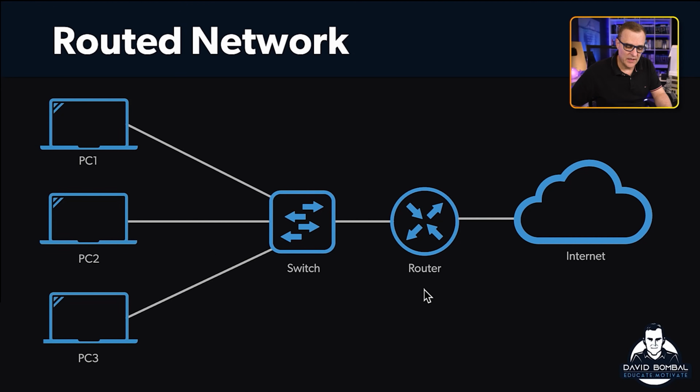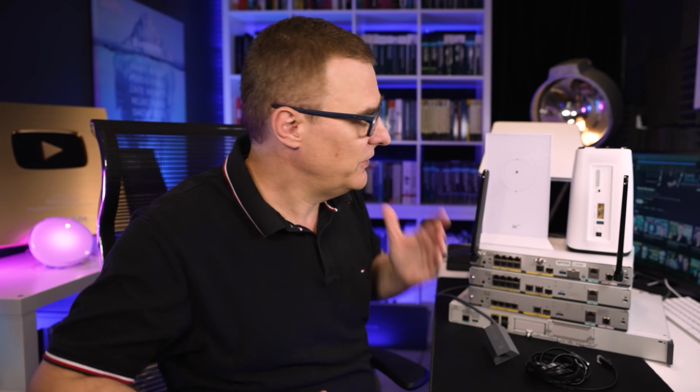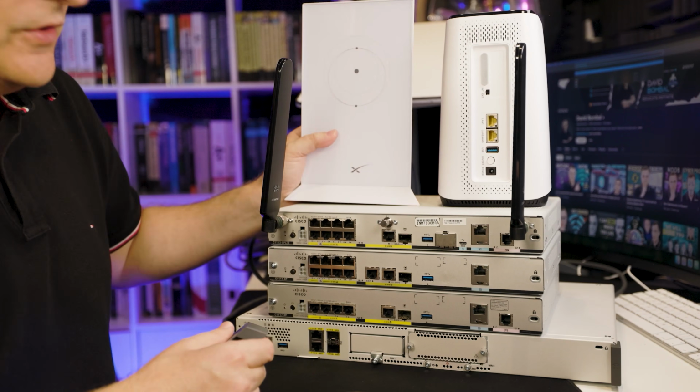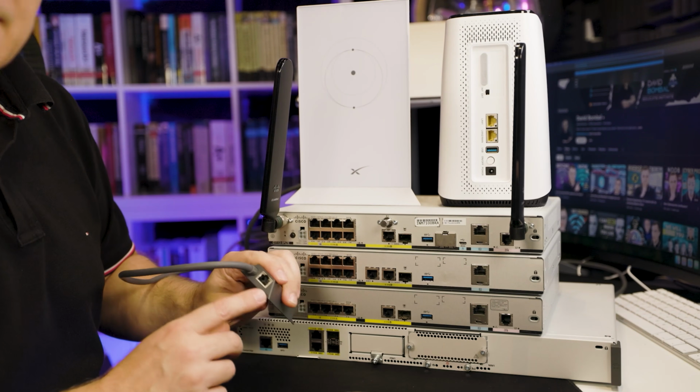So in a topology like this, we have a router that connects us to the internet, and the way that connection is done can be different. As an example, something that's become really popular recently is Starlink. On the Starlink router, I have an Ethernet connector.